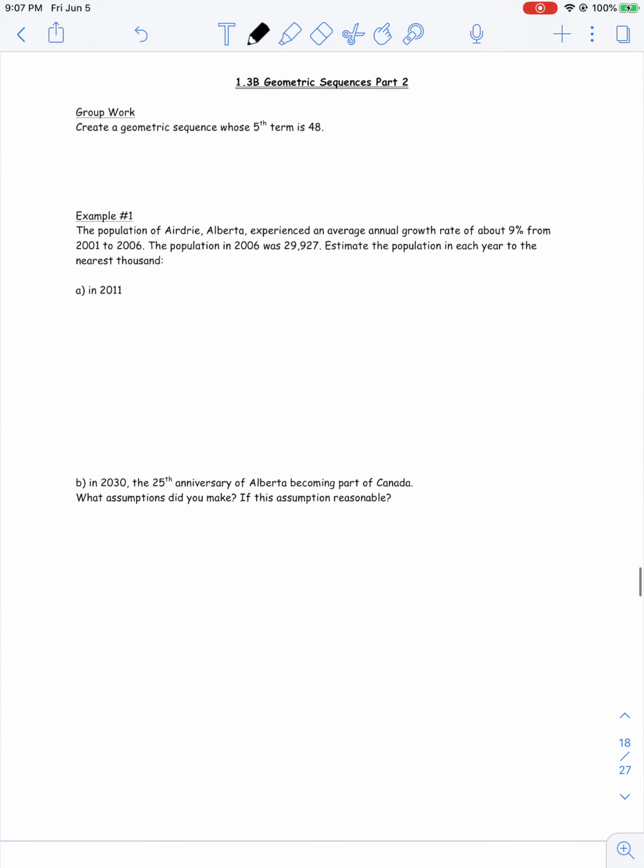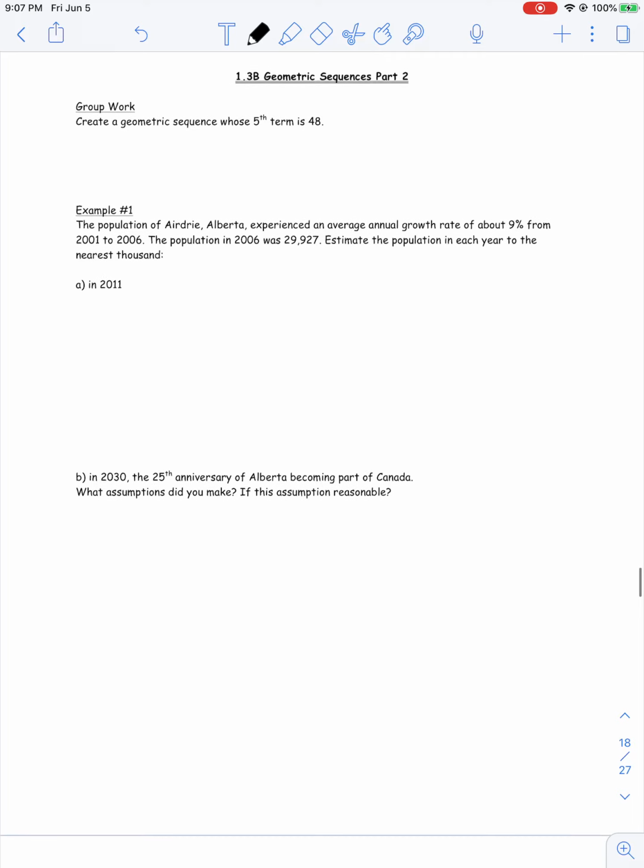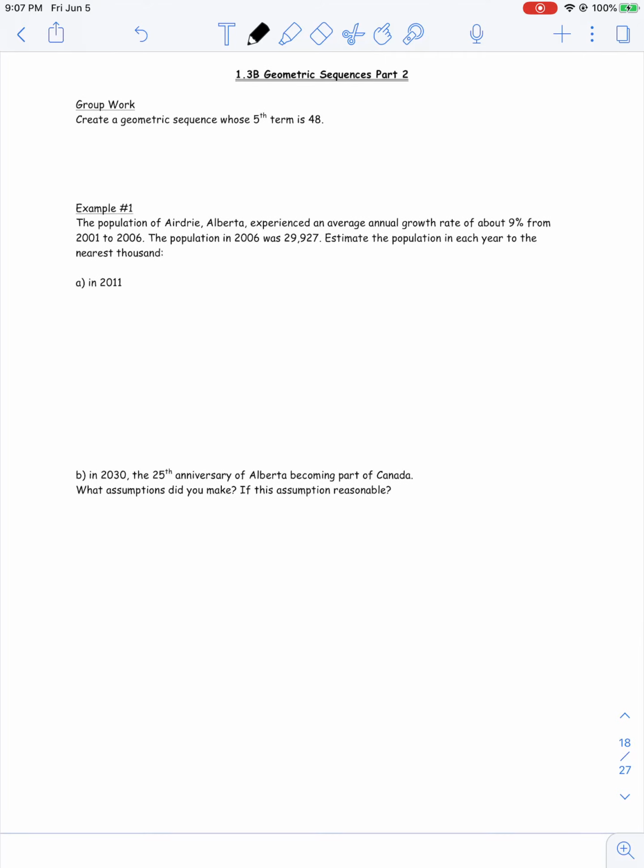So we're going to continue on. This one's just saying create a geometric sequence whose fifth term is 48. Well, an example of that would be if you had this kind of sequence. This one is where the common ratio is 2. You're multiplying by 2 to get from term to term. And you can see that term 5 would be 48. So that would be one example that would work.